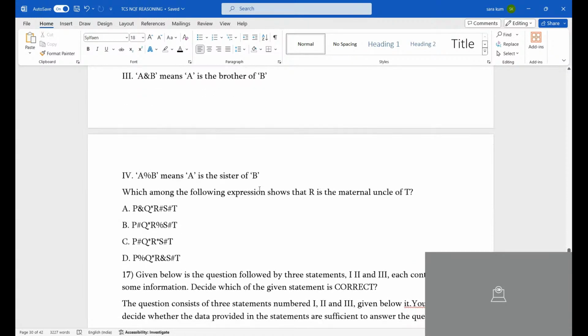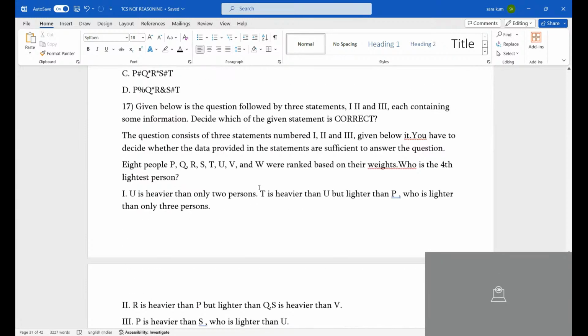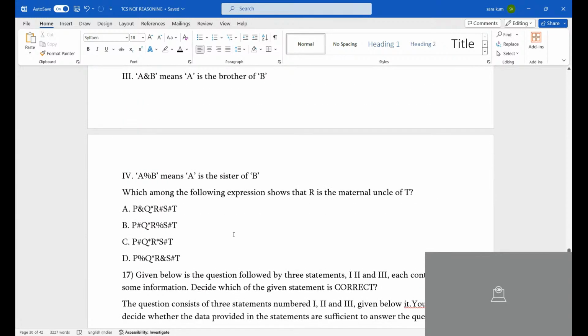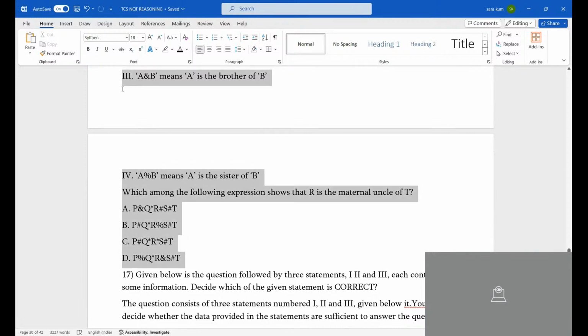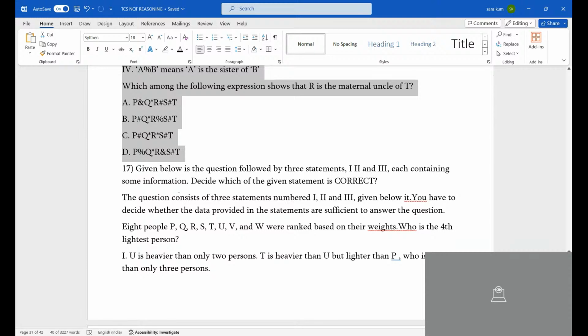Yeah, I think you can do this by yourself. Again, this is a blood relation question. Maybe you can try it. We don't want to waste time. Next one, we could try the next one.